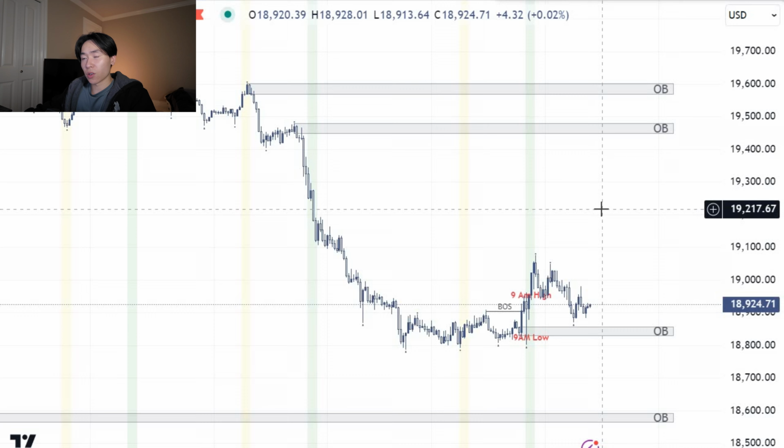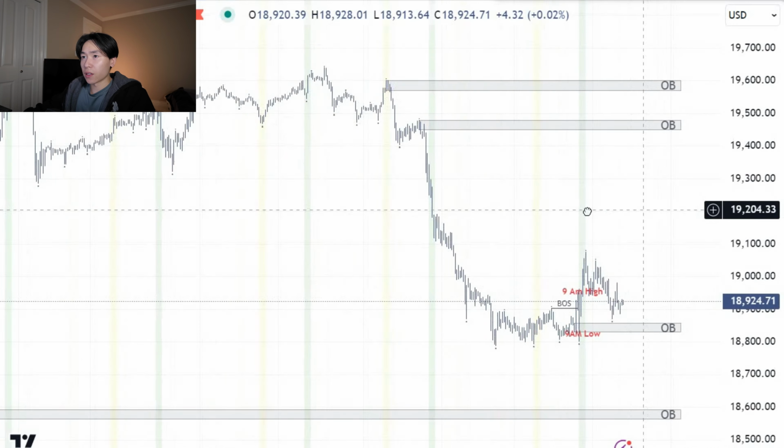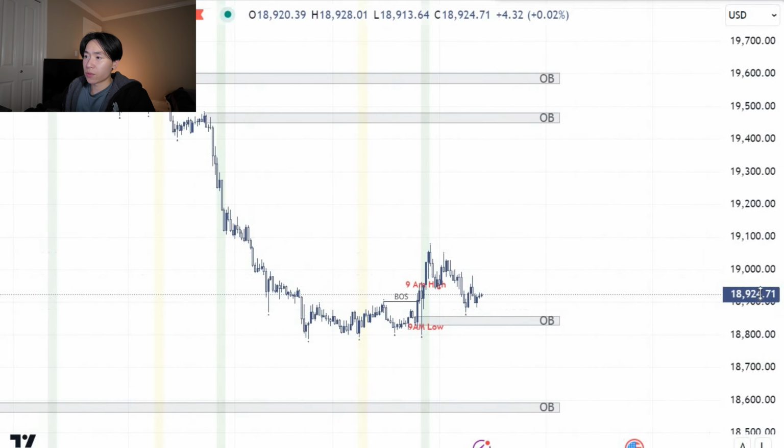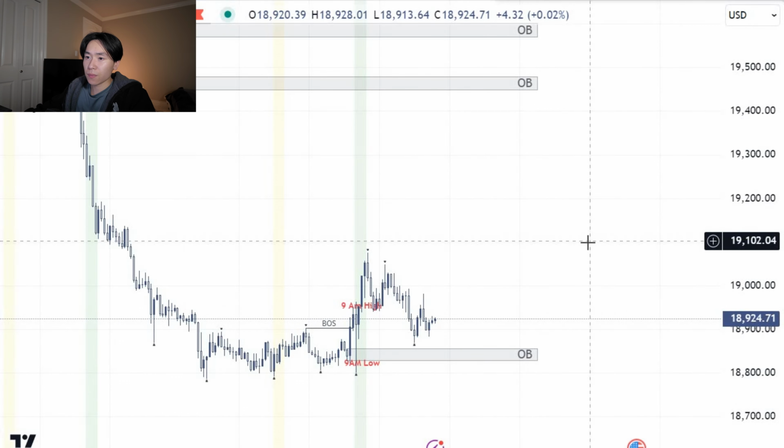What I should have done was just look at where price was overall. There's honestly no reason for price to continue lower, but I still decided to take the short, which, yeah.